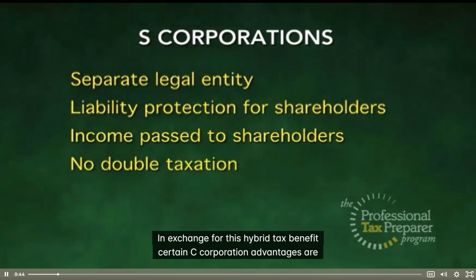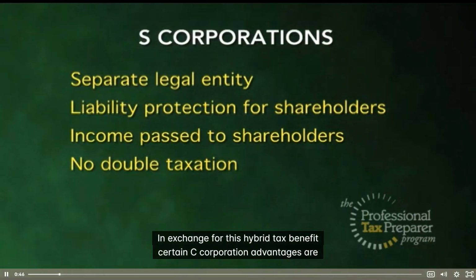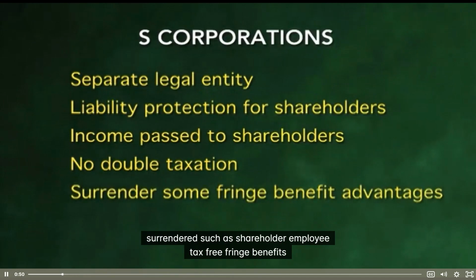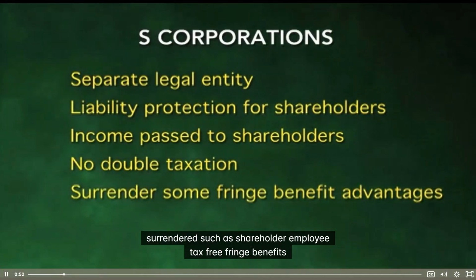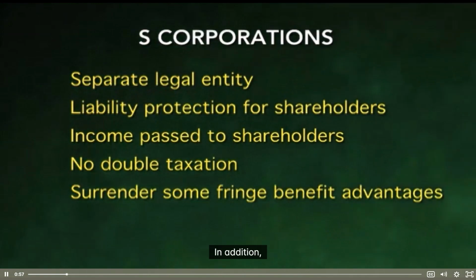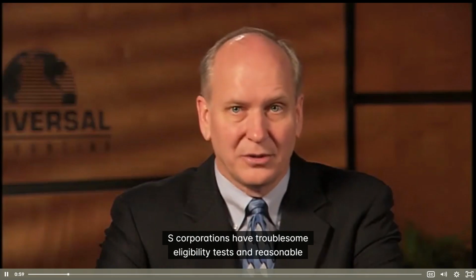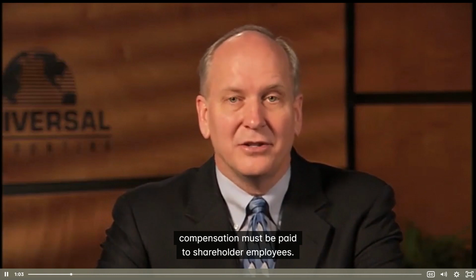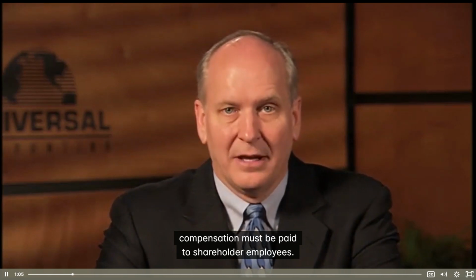In exchange for this hybrid tax benefit, certain C corporation advantages are surrendered, such as shareholder-employee tax-free fringe benefits and the disallowance of the dividends received deduction. In addition, S corporations have troublesome eligibility tests, and reasonable compensation must be paid to shareholder employees.